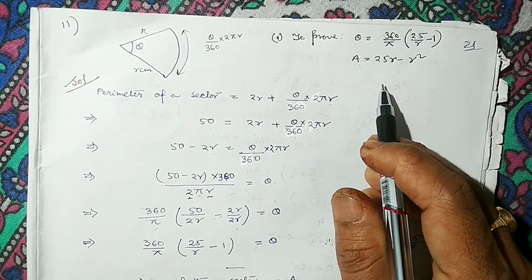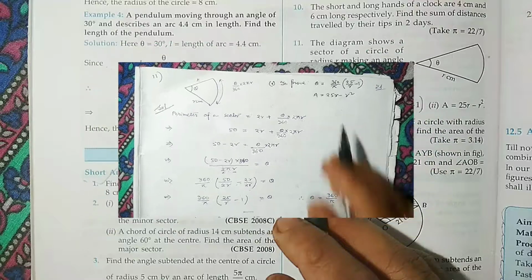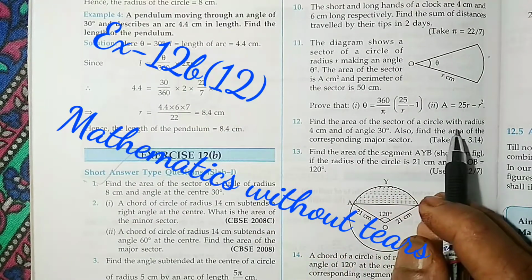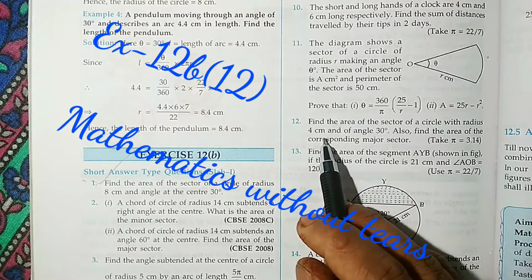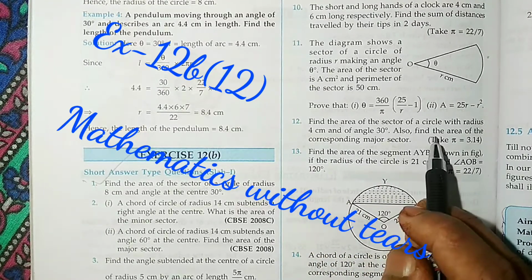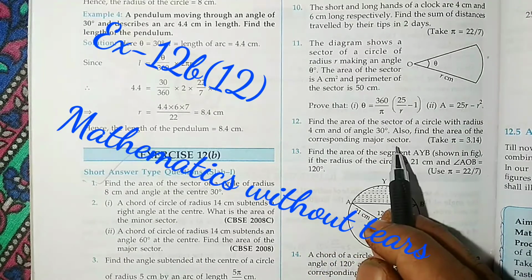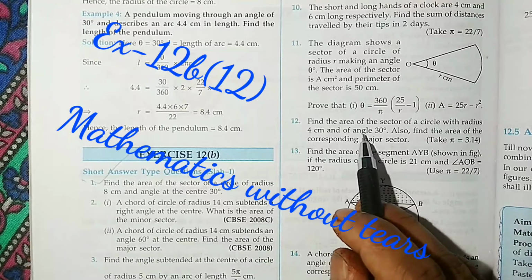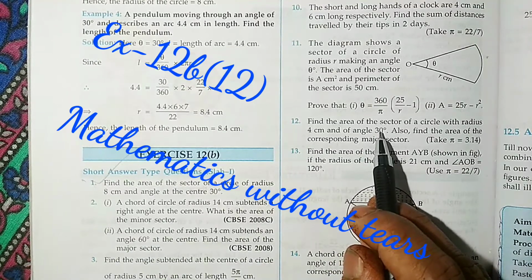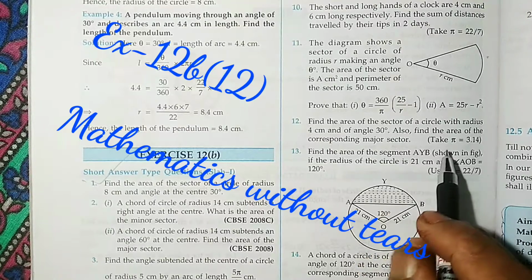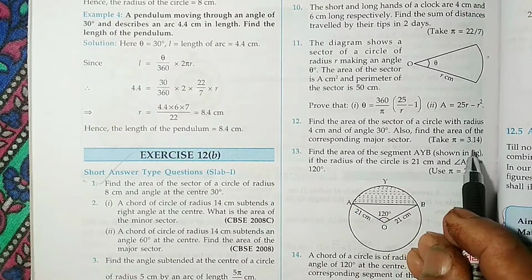Let me explain the next sum, that is question number 12. Question number 12 is, find the area of the sector of a circle with radius 4 centimeter and of angle 30 degree. Also find the area of the corresponding major sector. So quite simple sum. Here radius is given 4 centimeter, angle is given 30 degree, and we have to find the area of the minor sector and major sector, where we have to take pi equals 3.14.